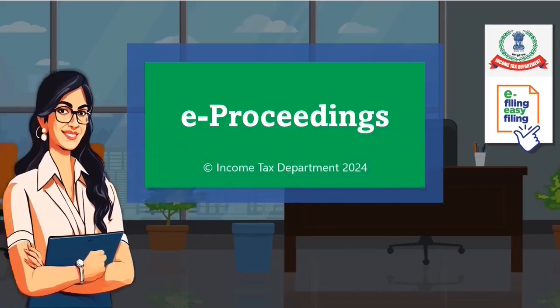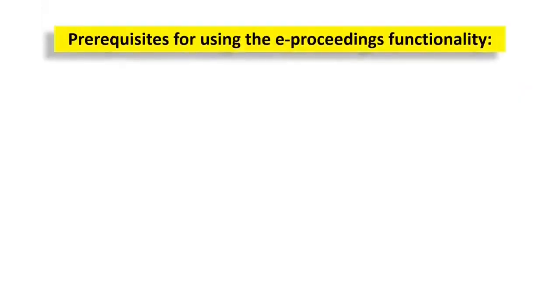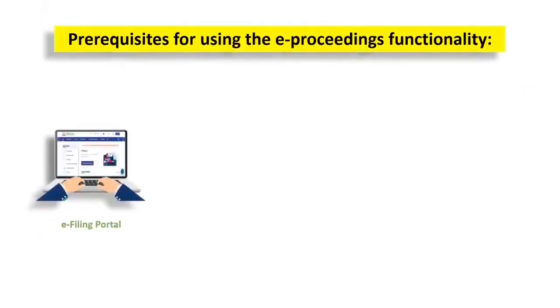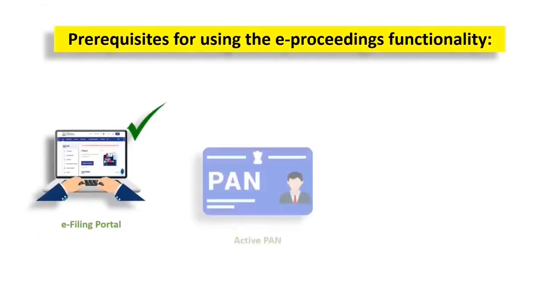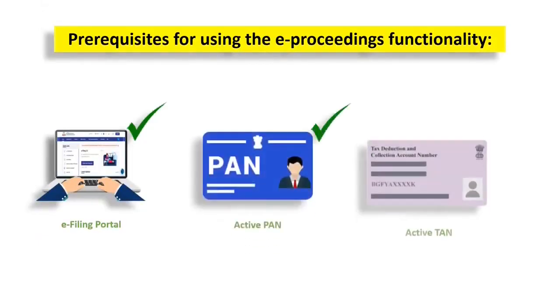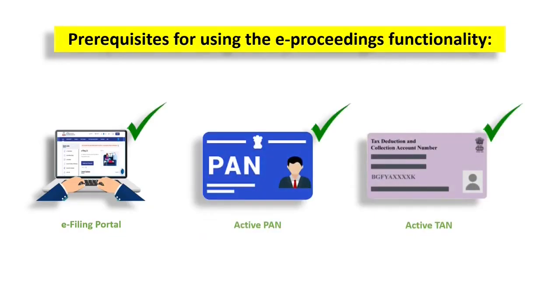This video is on how to access e-proceedings functionality on the e-filing portal. In order to access the e-proceedings functionality, you should be registered on the e-filing portal. You should have an active PAN or an active TAN in case the proceedings are related to a TAN.